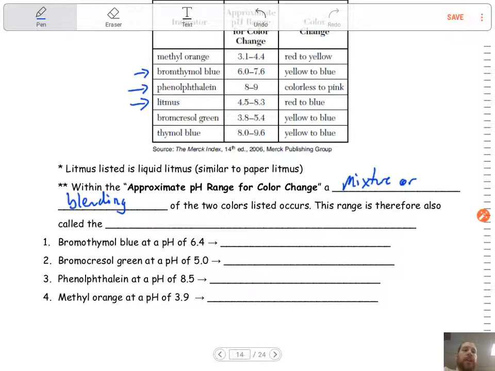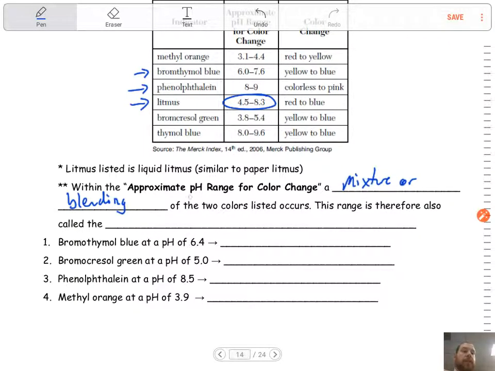Think about the example that I did with the universal indicator, where it goes from red to orange to yellow to green and then eventually to blue. And notice how the litmus also covers a larger pH range than the other ones. That's one reason why it's a common one, because it's a huge range versus very isolated, very detailed ranges. So do your best to describe the colors.